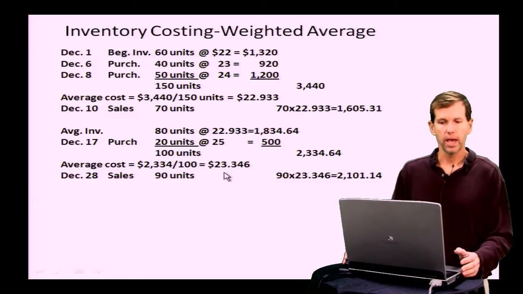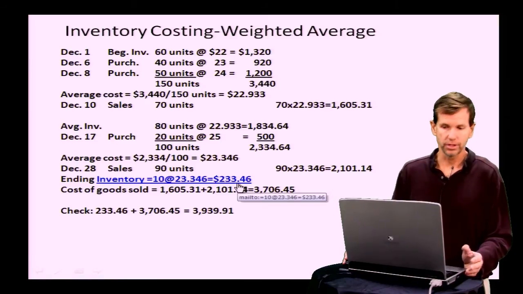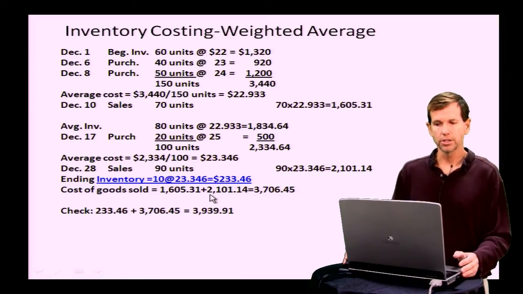What is our ending inventory now? Well, we had 100 units, we sold 90, so we now have 10 units in our ending inventory, and they will be valued at $23.346 each. So to calculate our ending inventory, we would just multiply through there 10 times 23.346, $233.46.